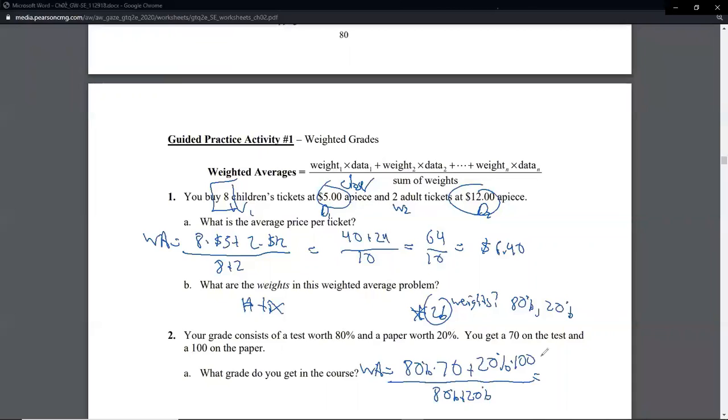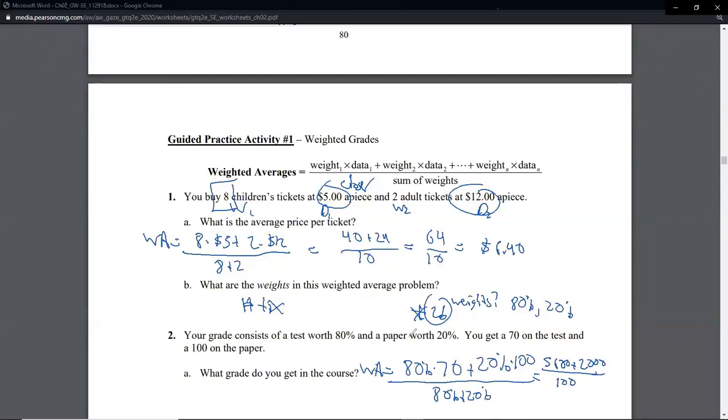8 times 7 is 56, so that's going to be 5,600. 2 times 1 is 2, so we're going to just stack our zeros. Sorry, my dog is distracting me. He's barking. 2,000 over, and then 80 plus 20 is 100.